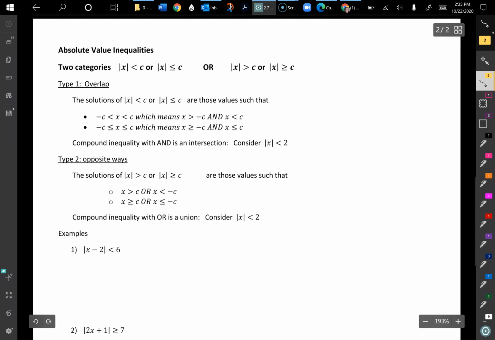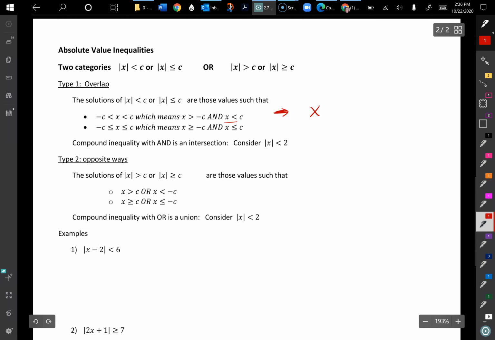So the first type here, we have an overlap. So the solution of absolute value of x less than c or less than or equal to c would be where it's falling in between there. So we want to set up our scenarios as x is greater than or equal to negative c and x is less than c. This is just the n equals 2 version. I just want to make a note here. You could also just think of it this way. I tend to write this one first.